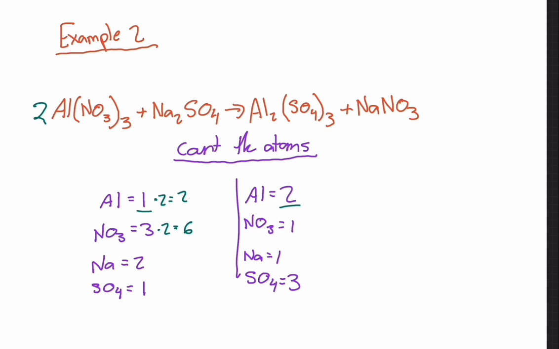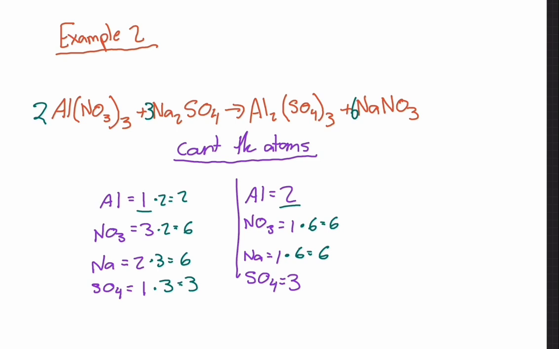To fix this, we place a coefficient of 6 in front of NaNO3 and a 3 in front of the Na2SO4. Now we have balanced both sodium and nitrate. Each side has 6 Na atoms and 6 NO3 ions.